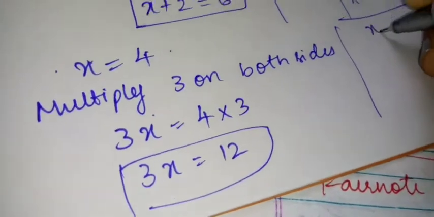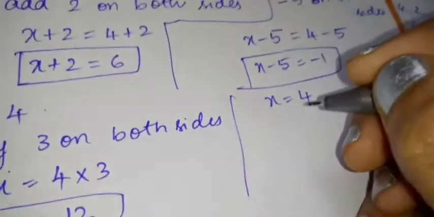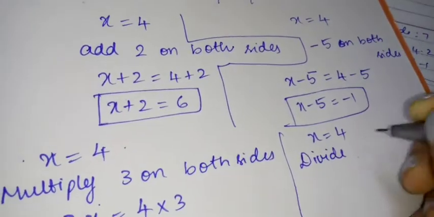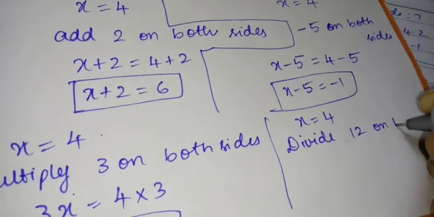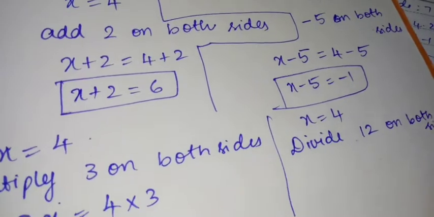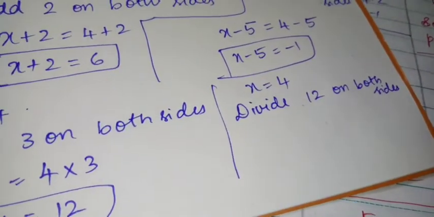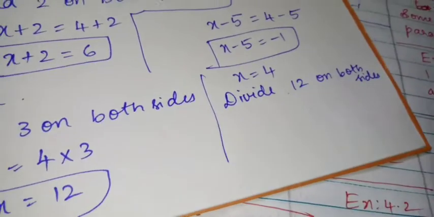Next, x is equal to 4 is the solution. Now what I am doing? I am dividing by 12 on both sides. Any number you can do. I have taken 12. Now using division, I am going to find one equation. Divide by 12 on both the sides.